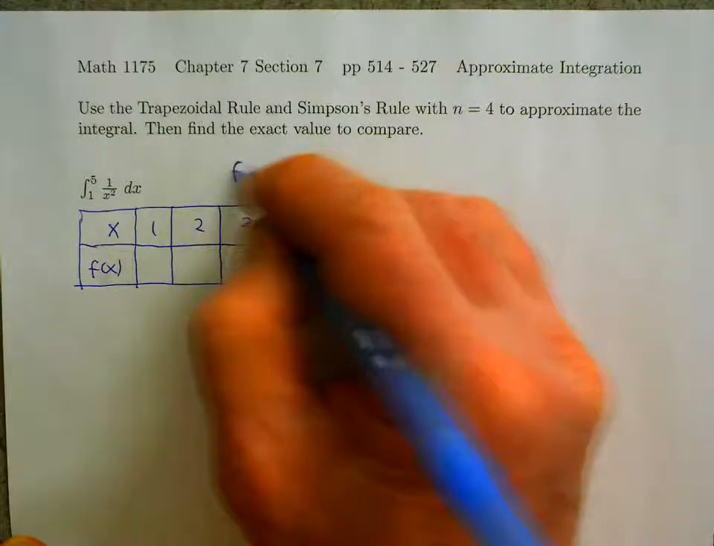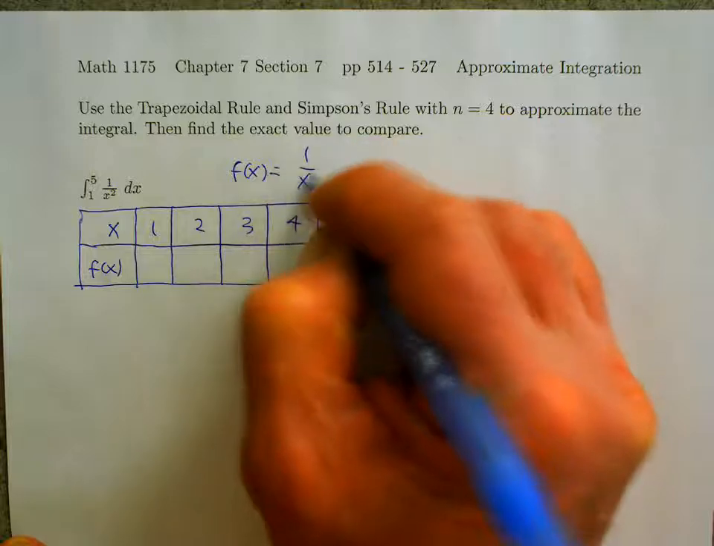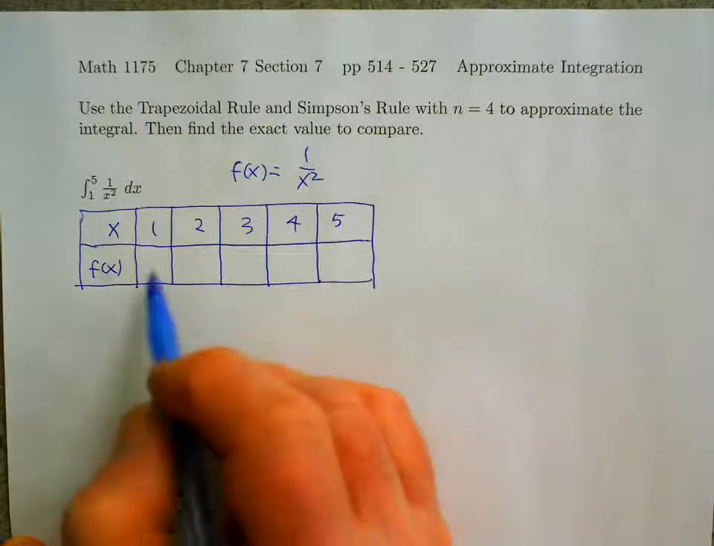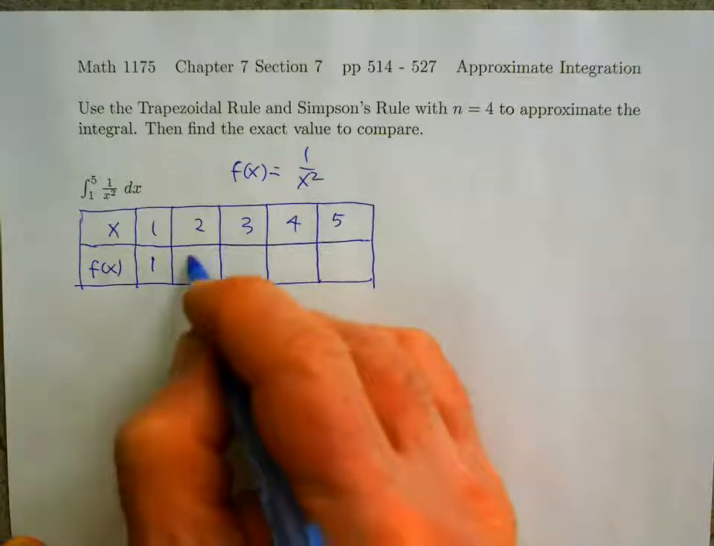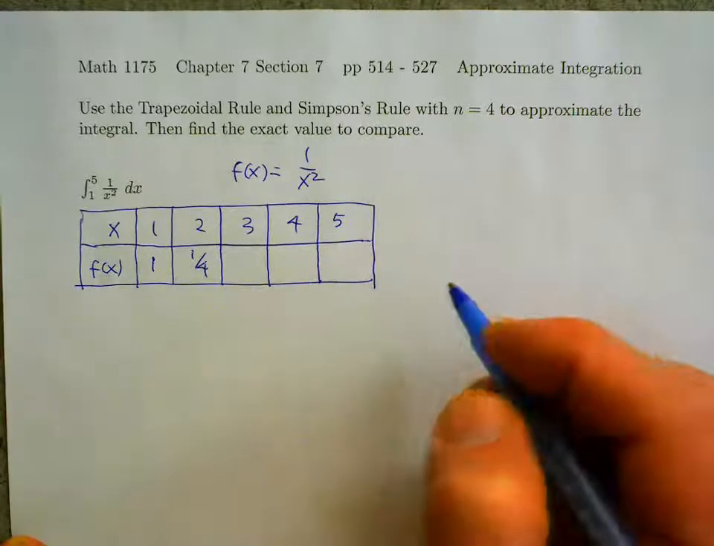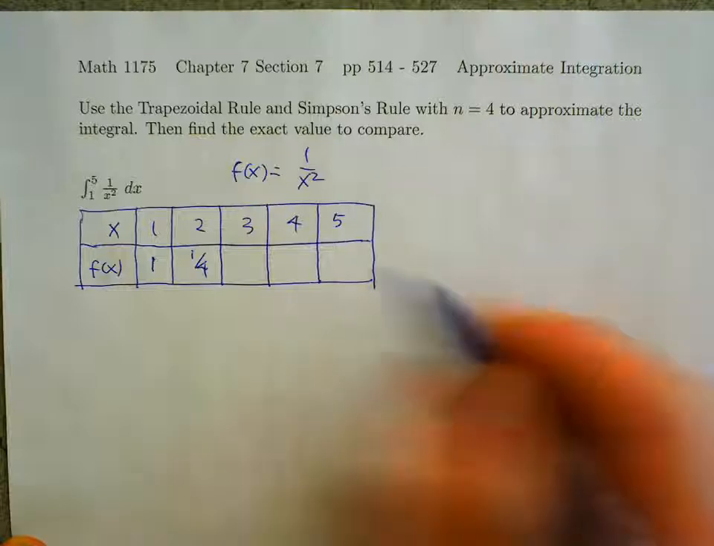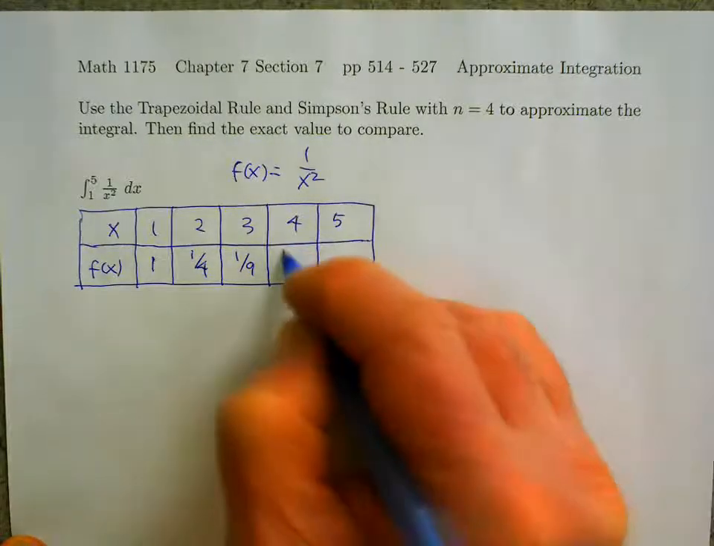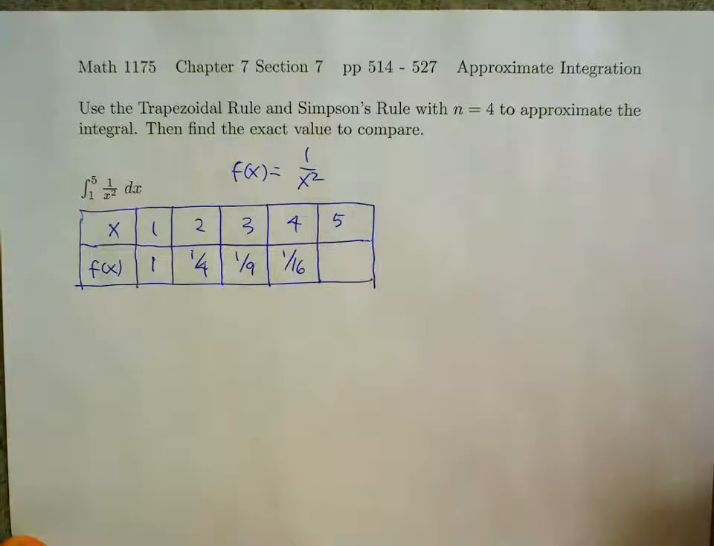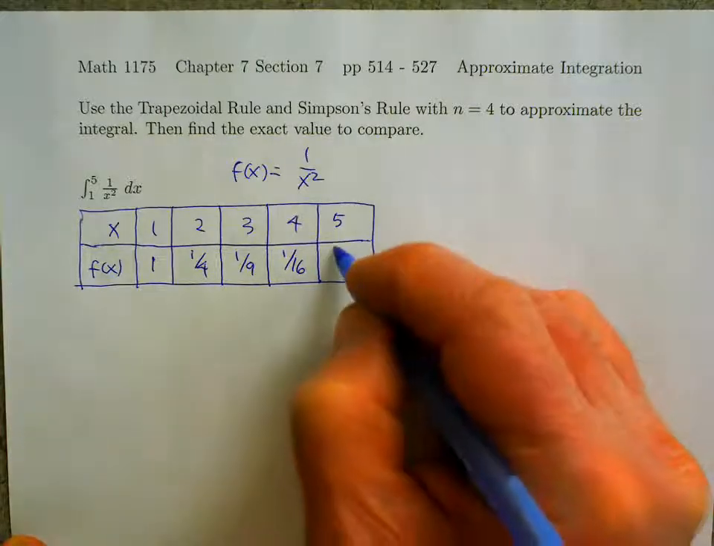So f of x is 1 over x squared. So when x is 1, f of 1 is 1, f of 2 is 1/4, f of 3 is 1/9, f of 4 is 1/16, and f of 5 is 1/25.